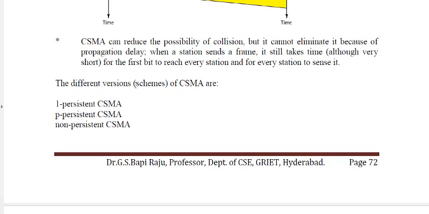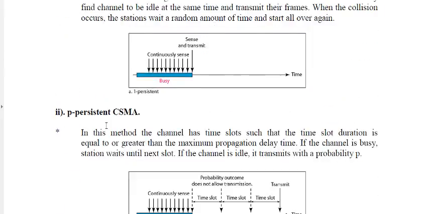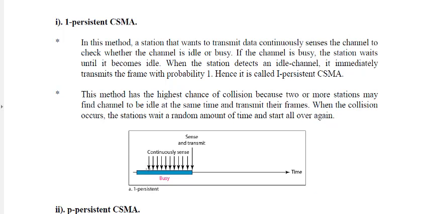We basically have three strategies or schemes in CSMA: one-persistent, P-persistent (probability persistence), and non-persistent CSMA. We'll see the diagrams, which you can understand very easily. When you look into one-persistence, the station starts sensing the carrier and continuously senses it. It is persistent. The moment the carrier is idle, it immediately sends the frame. That's why it's called one-persistent.